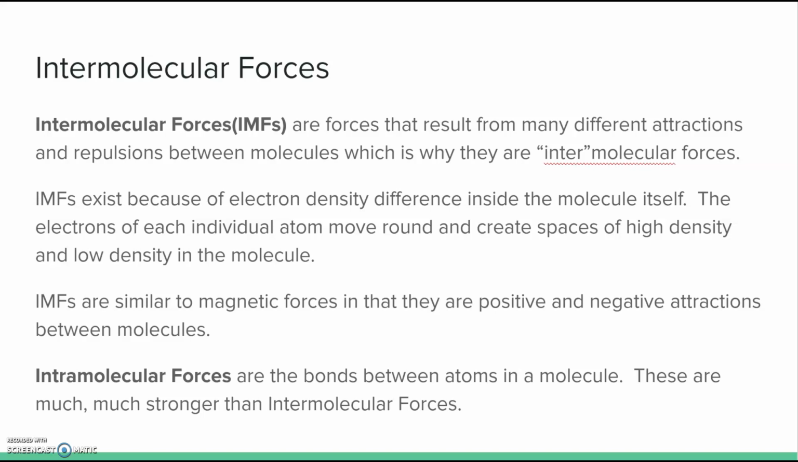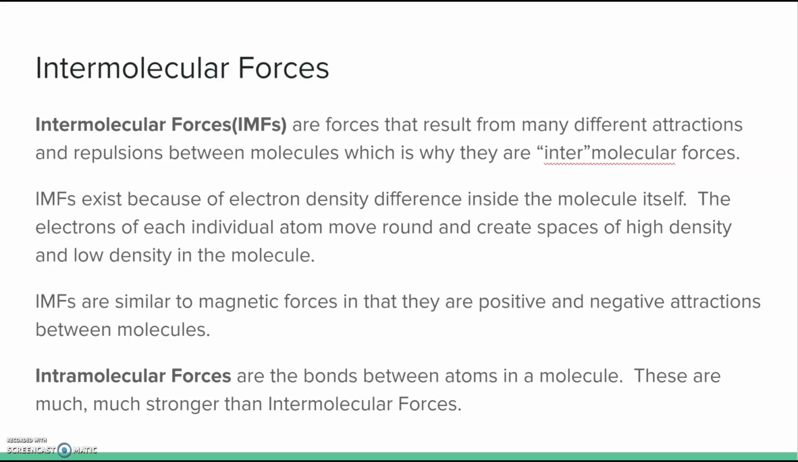Intermolecular forces, or IMFs, are defined as forces that result from many different attractions and repulsions between molecules, which is why they are intermolecular forces. IMFs exist because electron density differences inside of the molecule itself exist. The electrons of each individual atom move around and create spaces of high density and spaces of low density inside the molecule. IMFs are similar to magnetic forces, and therefore magnets. They are positive and negative attractions between molecules.